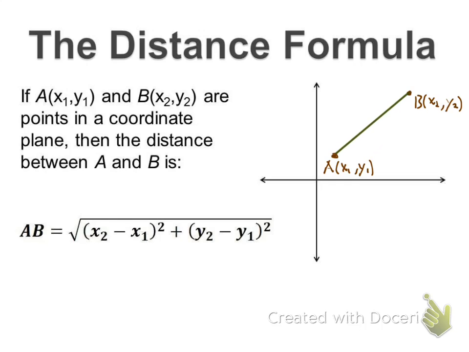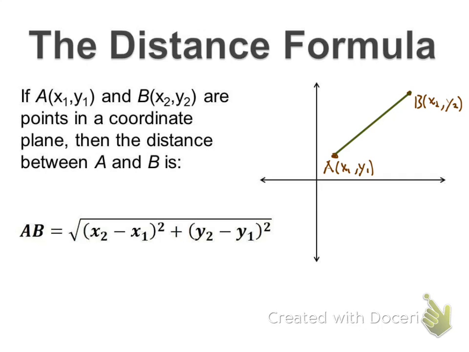Now, if they were just horizontal or vertical lines, I could count out how many units they were, and we'd be fine. But this is for any type, not just horizontal or vertical lines. Now, this one can be kind of intimidating because we have this radical here. But if we break it down to the operations that are occurring, we can kind of see the process. Notice we have x1, y1, x2, y2, and we have to plug them in.